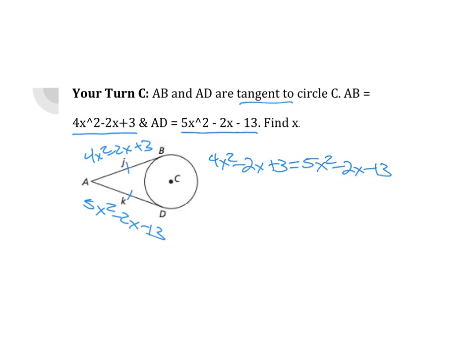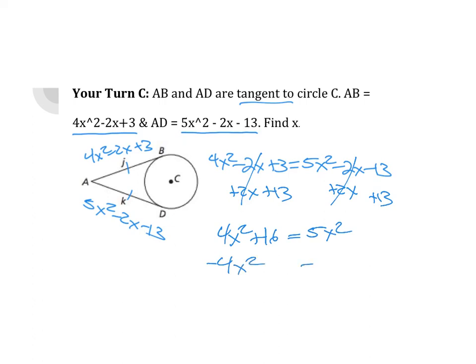We need to go ahead and try and get x by itself, so I'm going to start to combine like terms. I'm going to add 2x to both sides. And I'll notice that it will cancel out on both sides. And then I'm going to add 13, and we have 4x squared plus 16 is equal to 5x squared. I'm going to subtract 4x squared on both sides, and we get 16 is equal to x squared.